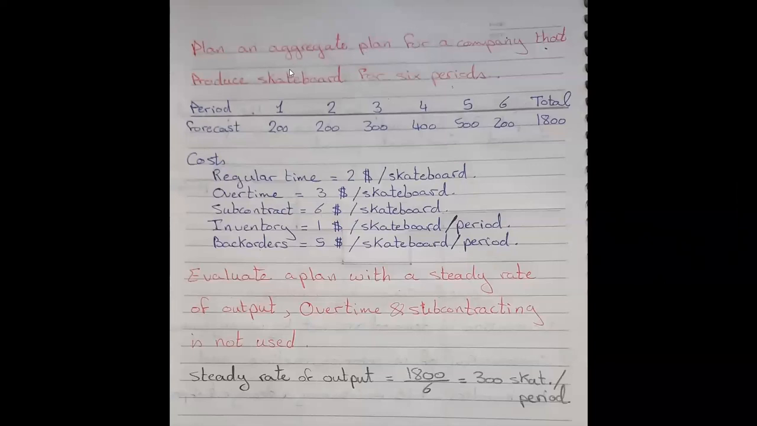And here's an example, an aggregate plan for a company that produces skateboards for 6 periods. And there is a demand or forecast for each of these periods. And here is a set of costs: the regular time, overtime, subcontract, which is outsourcing, making another firm produce your product, inventory, and back orders. In that example, we evaluate a plan with a steady rate of output over time, and subcontracting is not used. With a steady rate of output, there will be 300 skateboards per period.